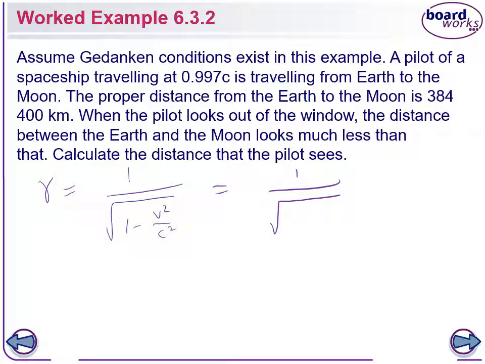1 over 1 minus 0.997 squared. Because this is already the ratio of your velocity to light, and that's all you're finding down here. So if you get a value of something C, just put it straight into the equation. You don't have to do that V squared over C squared. Just pop it in, but don't forget to square it. All right, so let's work out our Lorentz factor.